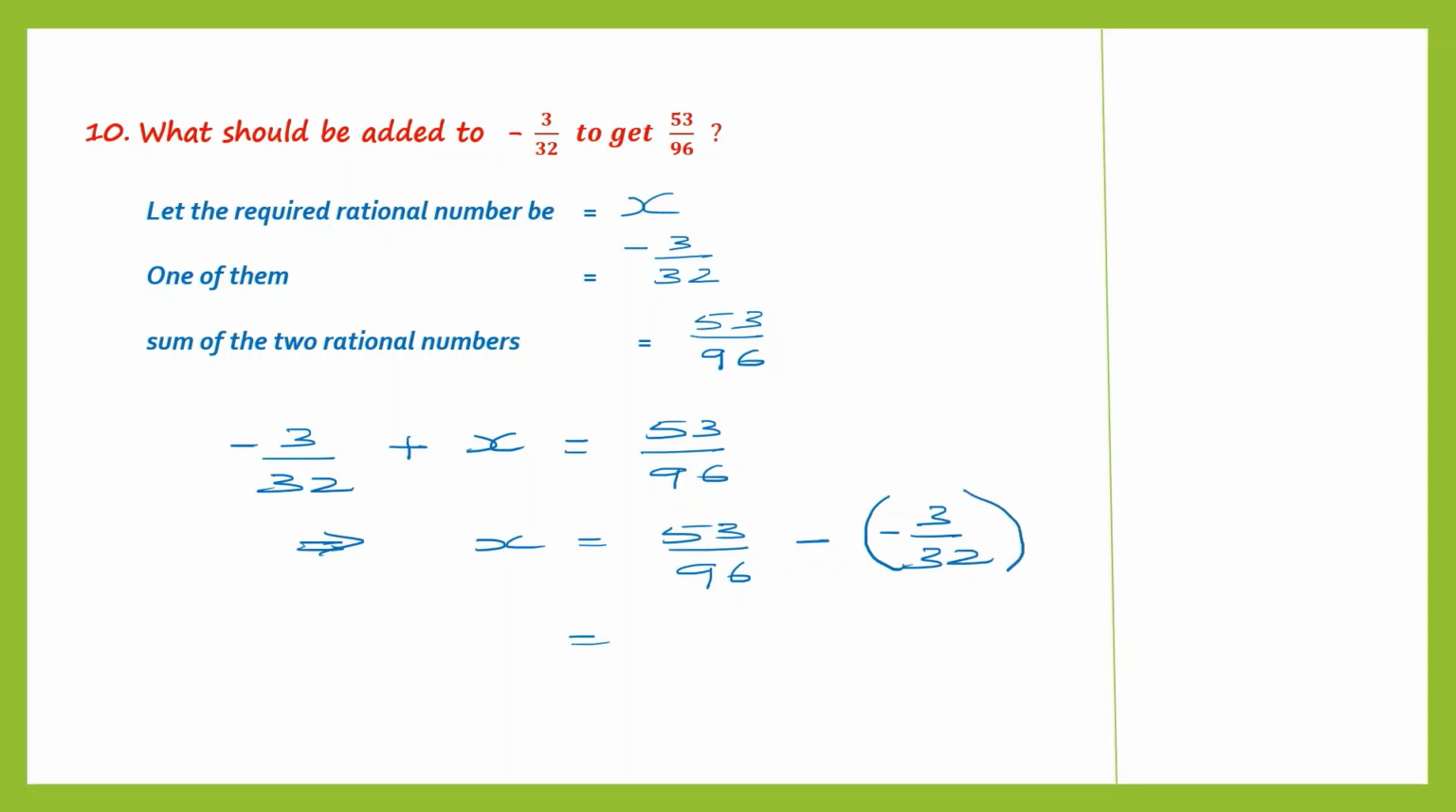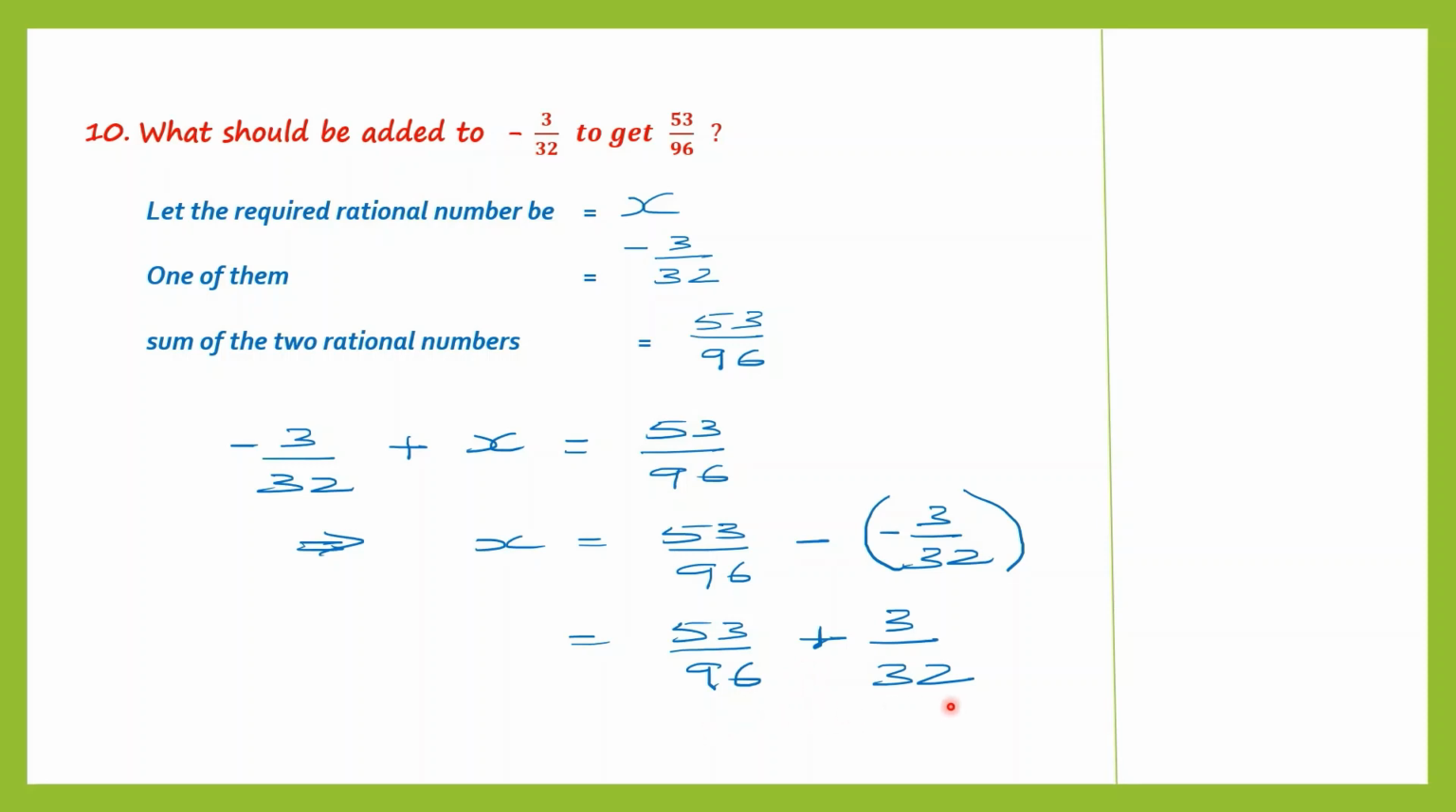So first let's remove the brackets. So 53 by 96, and here instead of minus 3 by 32, it's going to become plus 3 by 32, because before the bracket we have a minus sign. If you have a minus sign, the sign will change. So that's how it has become plus 3 by 32.